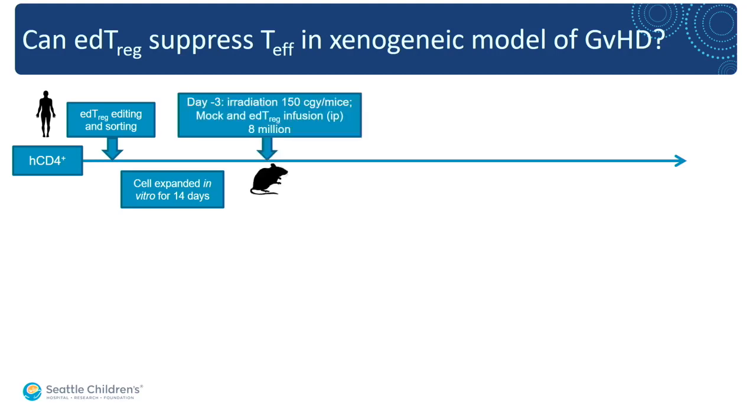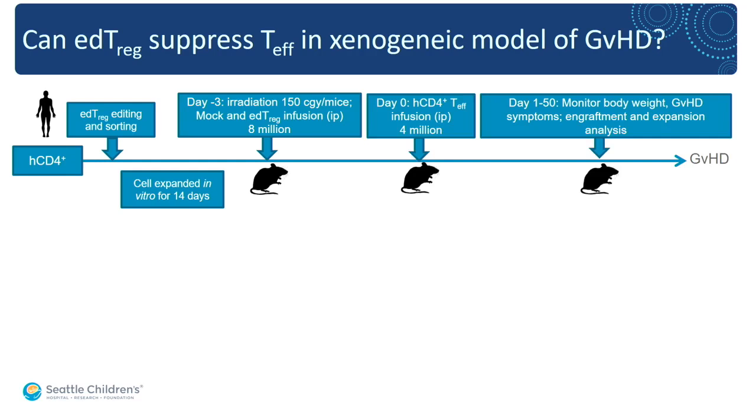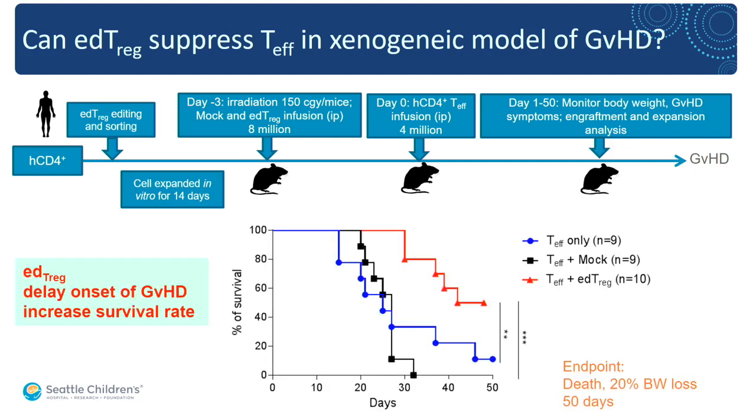And here's how we do the experiment. We edit the cells, we enrich for them, and then at 3 days before we add the effector cells, we add either mock cells or edited cells, and we irradiate these mice to introduce inflammation, which promotes the GVH process. We add the effector cells, and then we follow them for up to 50 days. They begin to lose weight, and I'm not going to show you the pathology, but they get a very diffuse GVH process that's affecting both the skin and multiple tissues. So does it work? Well, these cells markedly delay this very robust GVH response, and they have increased survival, and they have much less pathology.